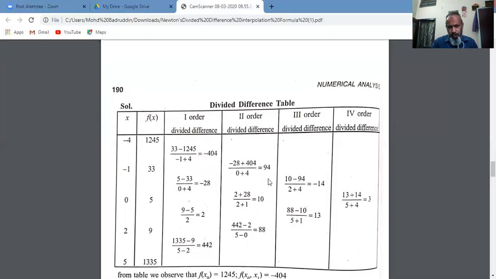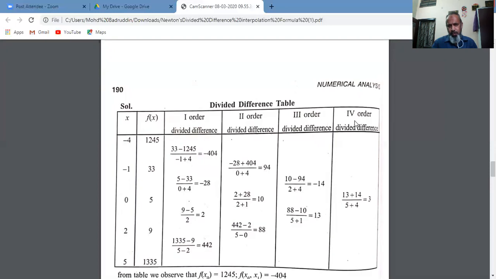So the difference of second divided differences: 10 minus 94 divided by 2 minus of minus 4, it is 2 plus 4. So by simplifying we get minus 14. Then 88 minus 10 divided by 5 minus of minus 1, so 5 plus 1, so we get here 13. So this is the third divided difference.